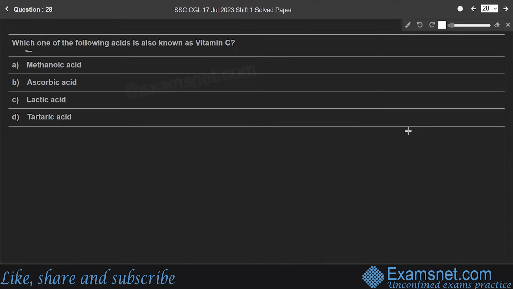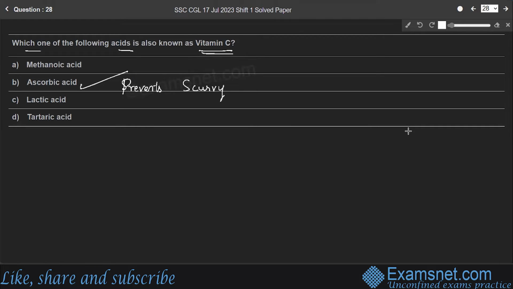Question 28. Which one of the following acids is also known as vitamin C? So here among 4 options, ascorbic acid is also known as vitamin C. Right? So it is a vitamin that is found in dietary supplements. Vitamin C or ascorbic acid is found in dietary supplements. It helps in preventing scurvy disease.